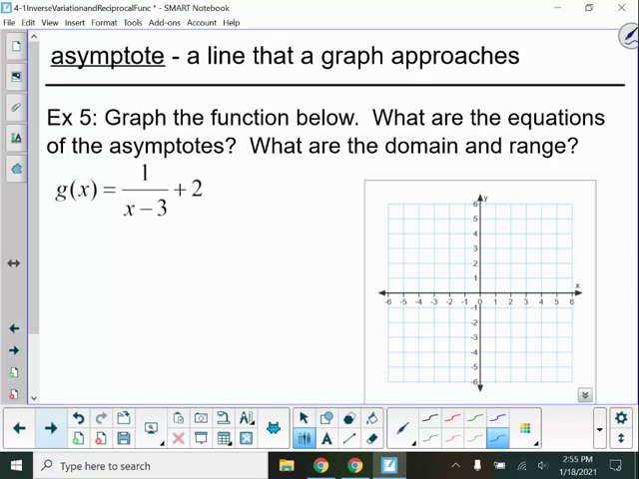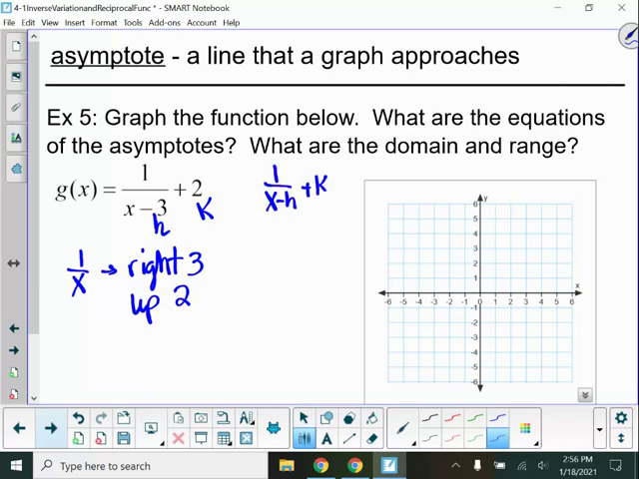And that leads us to example 5. It says, graph the function below. What are the equations of the asymptotes and what are the domain and the range? This is taking the graph that we just did and shifting it. So remember we talked about our h's and k's in previous sections. Your k value is what's on the end. So that's actually going to be shifting our graph up 2. Our h value is a +3, so that is actually going to be shifting our graph to the right. So we are going to take the graph of 1 over x, and we are going to move it right 3 and up 2. Because of the formula, 1 over x minus h, and then plus k.